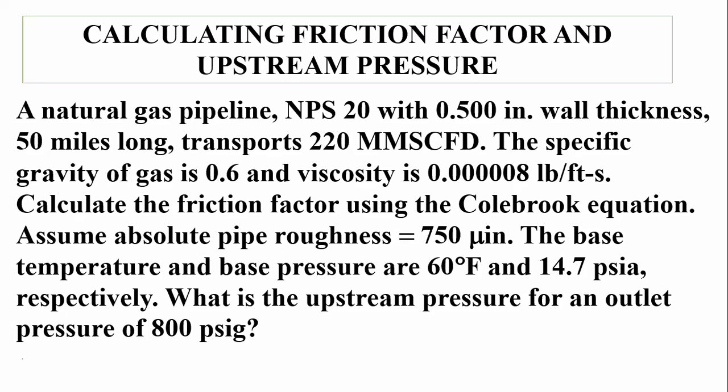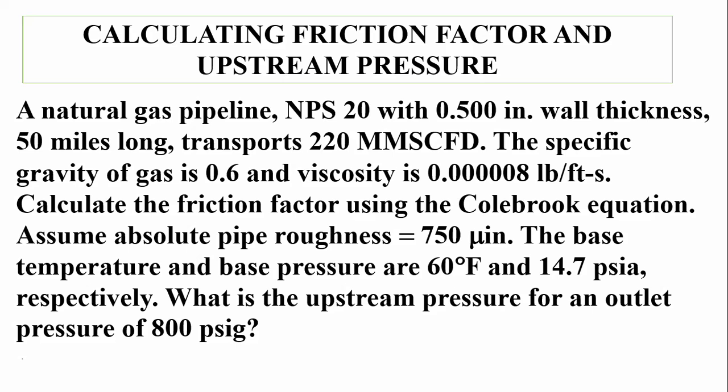A natural gas pipeline, NPS 20, with 0.5 wall thickness, 50 miles long, transports 220 million standard cubic feet per day. The specific gravity of the gas is 0.6 and the viscosity is 0.000008 pounds per feet second.